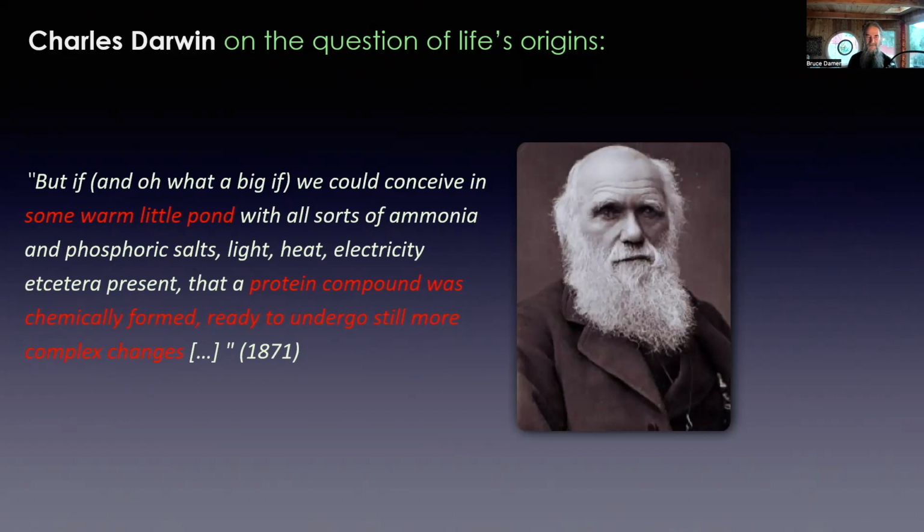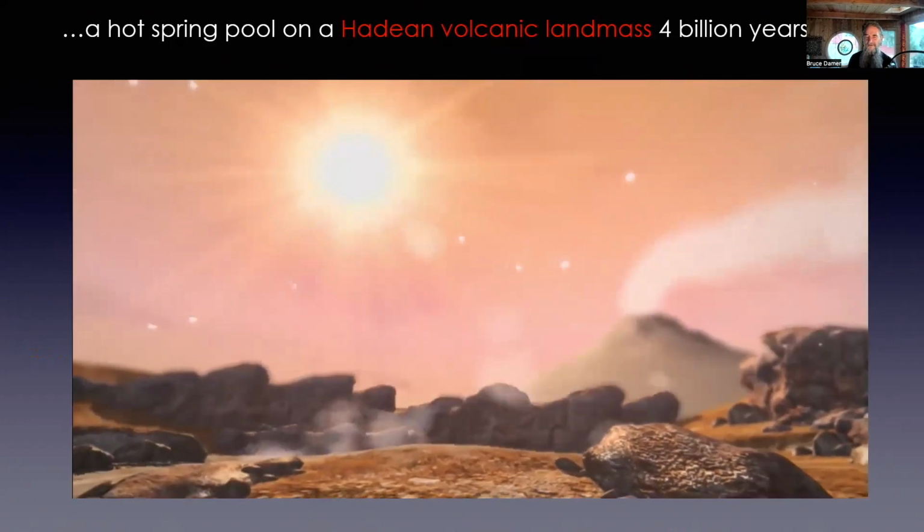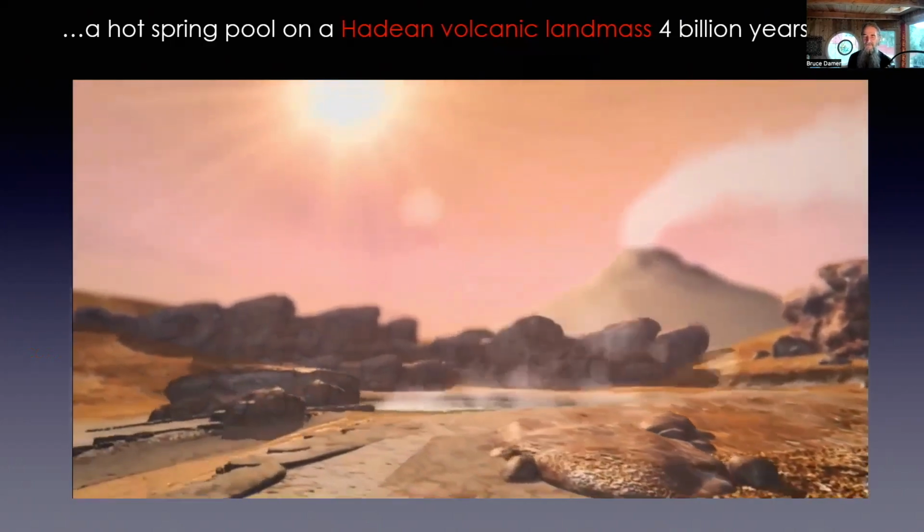That was to come in the 20th century, but this is basically describing an away-from-equilibrium system. And even in his statement, "undergo still more complex changes" implies a cycling system. So it's pretty breathtaking.